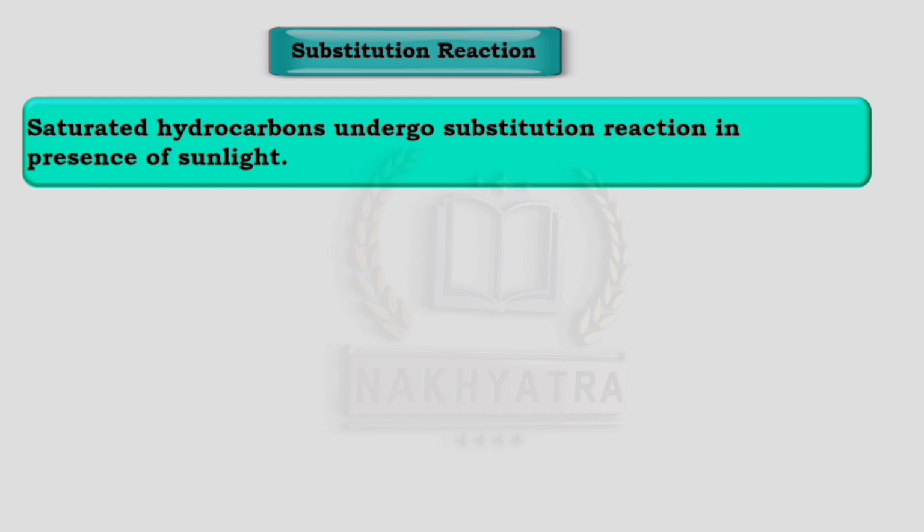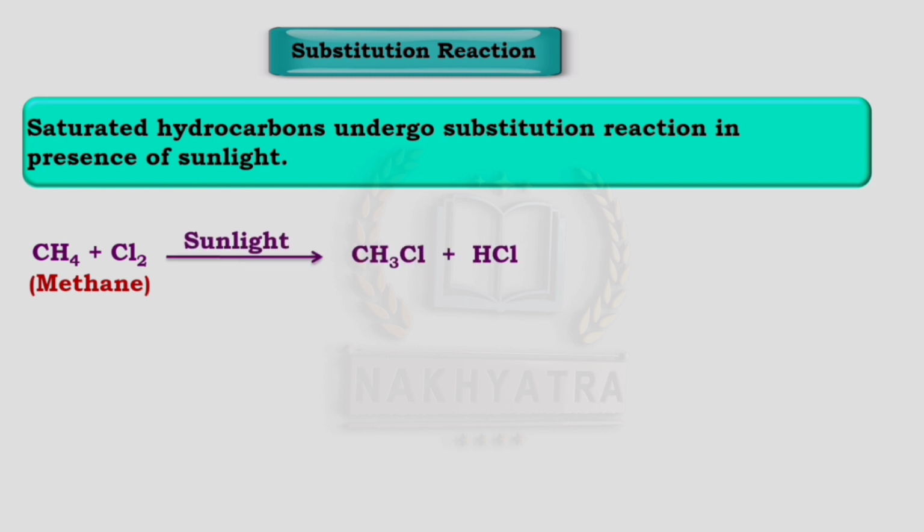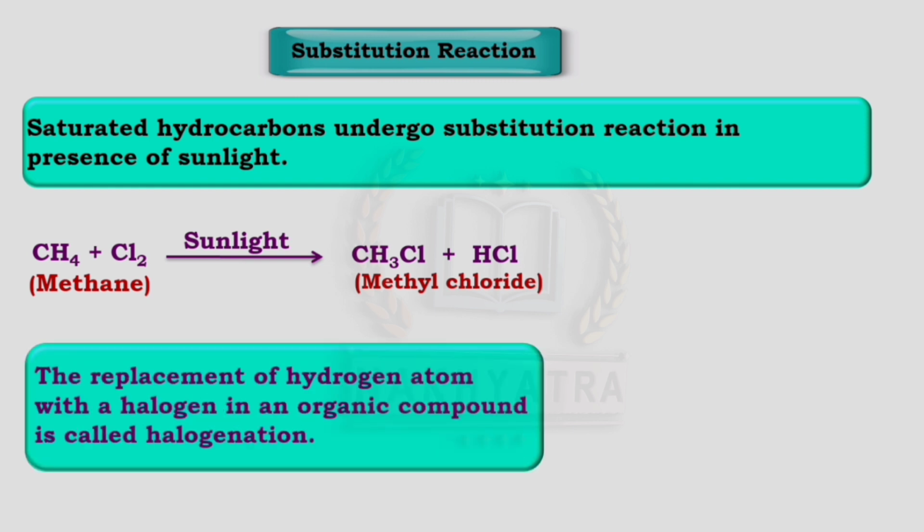Saturated hydrocarbons undergo substitution reaction in presence of sunlight. So this is one reaction given when methane is treated with chlorine in presence of sunlight to give methyl chloride plus hydrochloric acid. The replacement of hydrogen atom with a halogen in an organic compound is called halogenation. So halogenation means there is a replacement of hydrogen atom with a halogen in an organic compound.